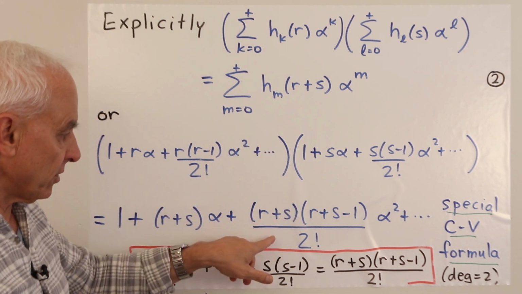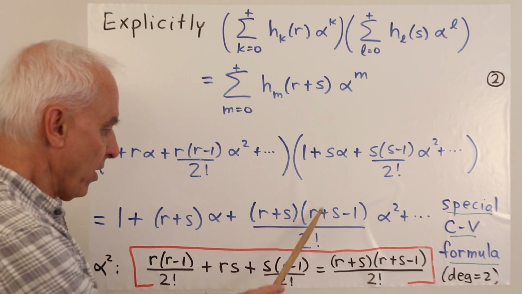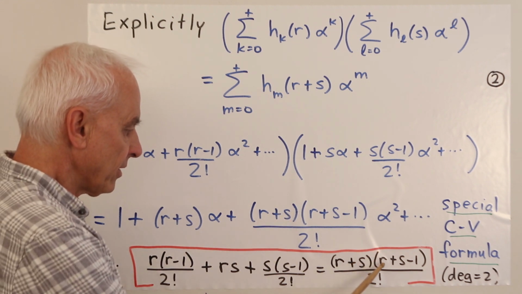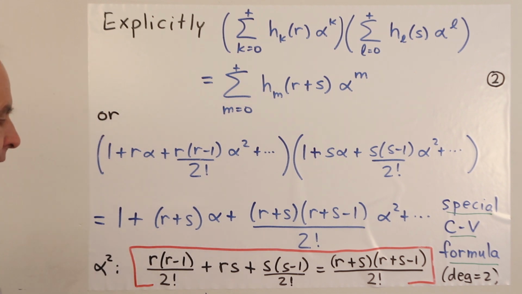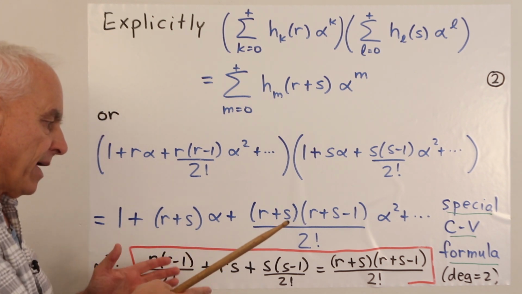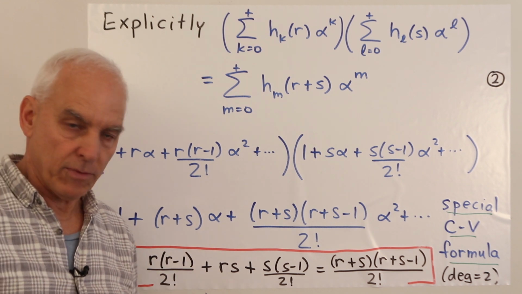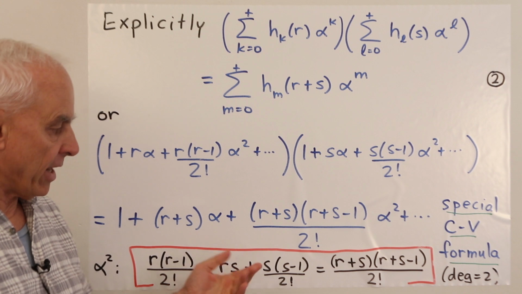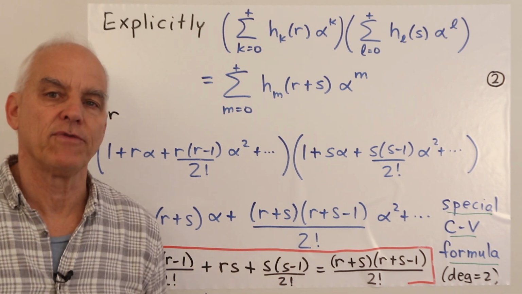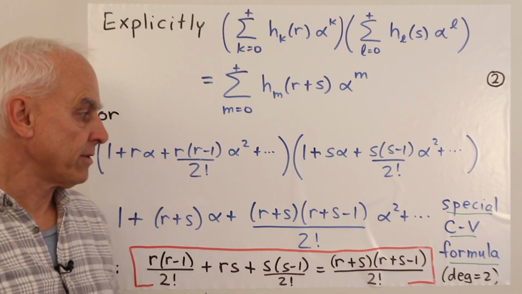And the coefficient of alpha squared on the right-hand side is just this quantity here, r plus s times r plus s minus 1 over 2 factorial. So this is then an identity that we want to prove. We want to prove this identity for rational numbers r and s. And it turns out that this is a special case of the Chu Vandermonde formula.